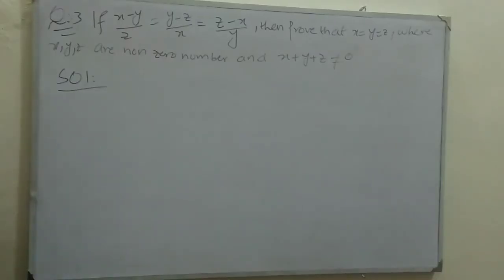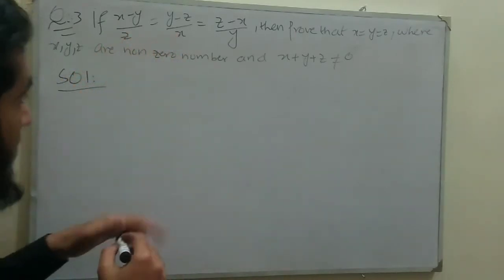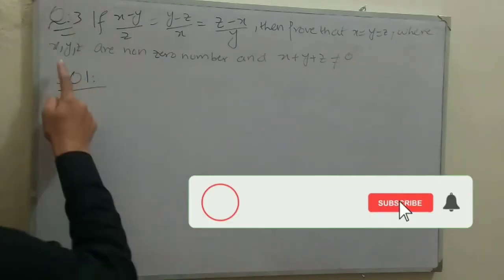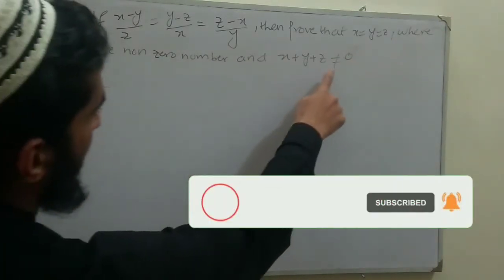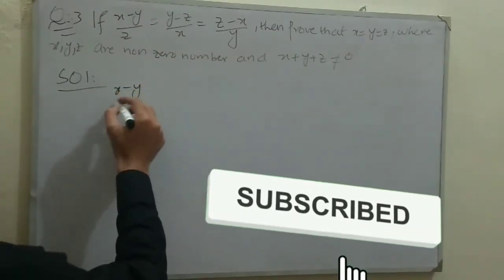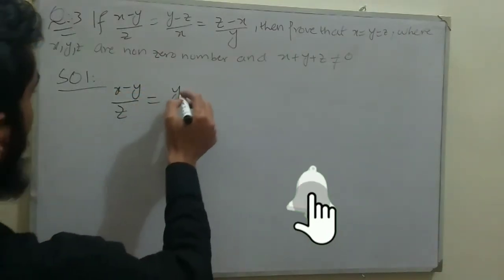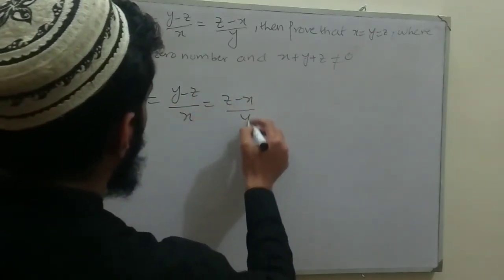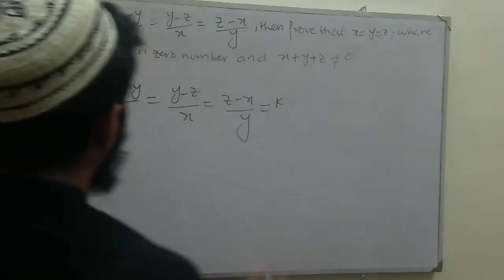Move to question number 3 of exercise number 3.4. If x minus y over z is equal to y minus z over x is equal to z minus x over y, then prove that x is equal to y is equal to z, where x, y, z are non-zero numbers and x plus y plus z must not be equal to 0. Using the k method, x minus y divided by z is equal to y minus z divided by x is equal to z minus x divided by y. Let's suppose this whole is equal to k.